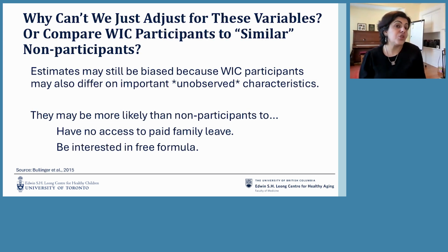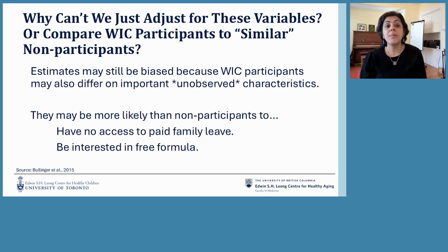So you could propose to just restrict the control group to people who look similar to WIC participants on these observed characteristics. And some of you may have heard of propensity scores or matching in earlier modules, and these methods can be used for this purpose, but you still might get biased estimates because WIC participants probably differ with respect to a lot of unobserved characteristics.